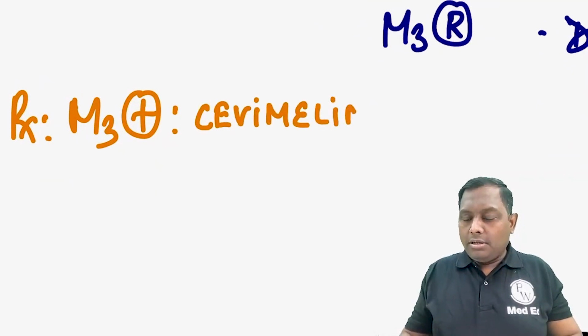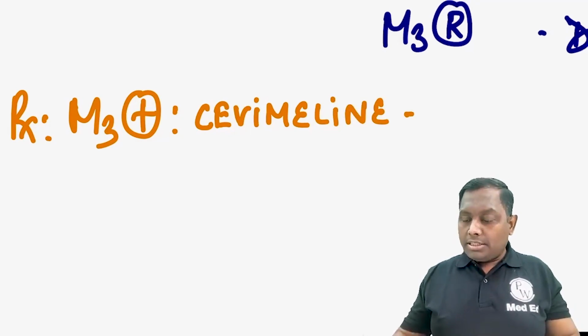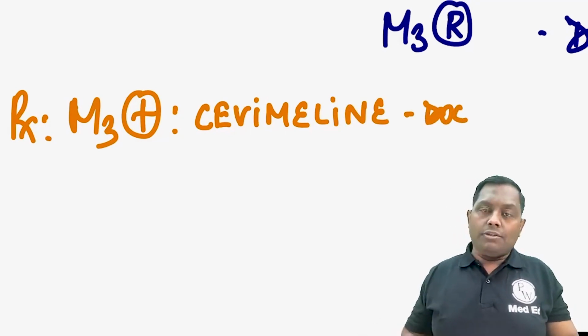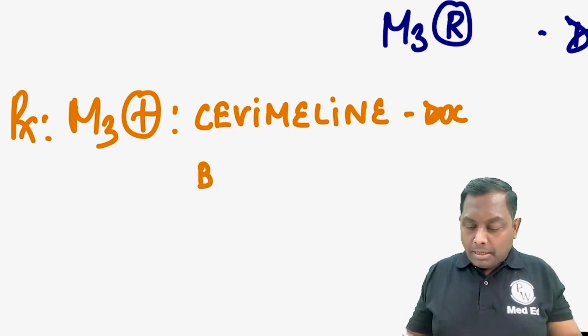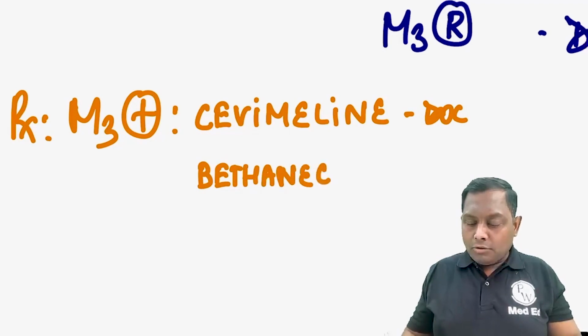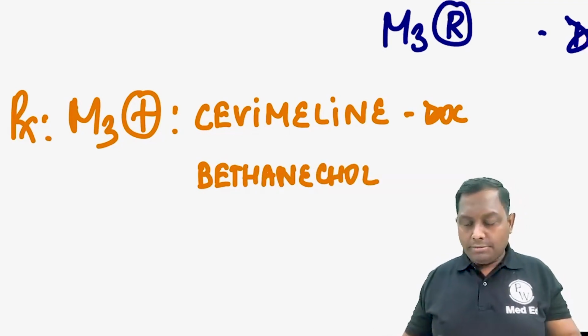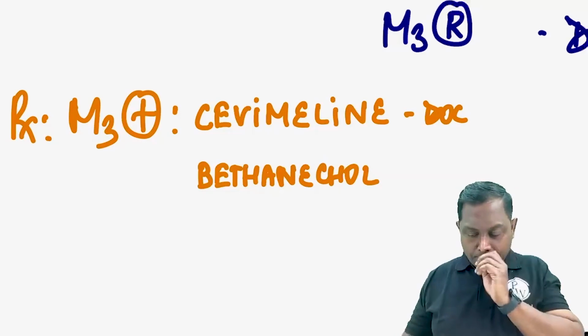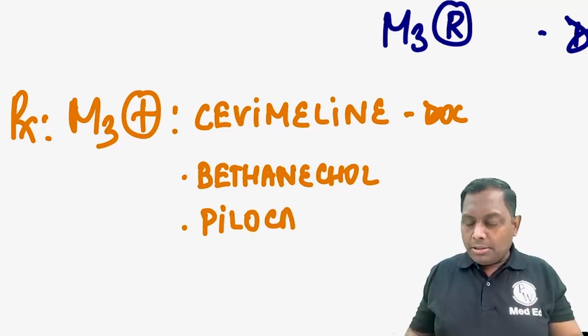Cevimeline is one of the specific M3 agonists that works at the glands. This cevimeline is considered the drug of choice for xerostomia in Sjogren syndrome. Plus other M3 agonists like bethanechol can also be used, although we have other uses of bethanechol also. But as a drug, bethanechol can also be utilized. And we can also use other drugs like pilocarpine. As a matter of fact, any M3 agonist that we have can be utilized here.